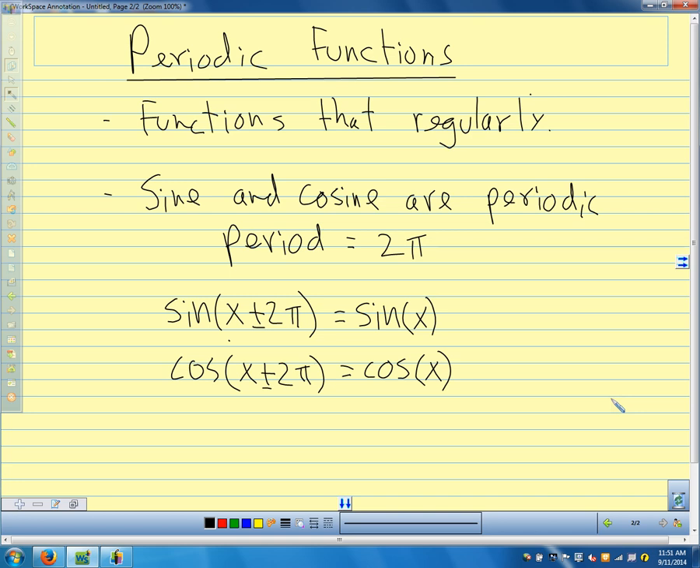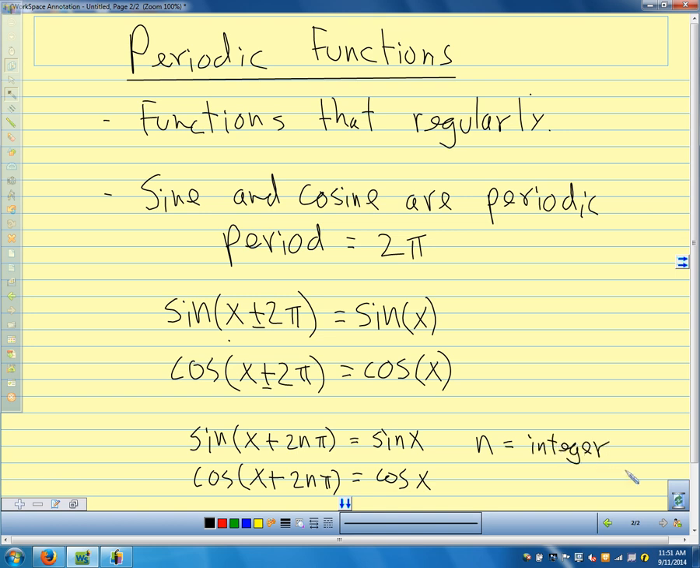So the way we write that, just to be a little more precise here, is we say that the sine of x plus 2n pi equals sine of x, and the cosine of x plus 2n pi equals the cosine of x, where n equals some integer.